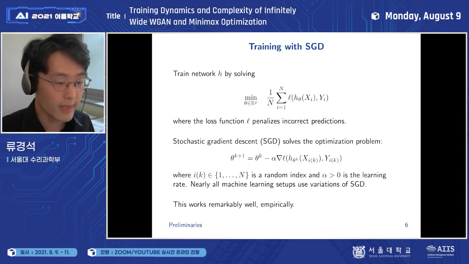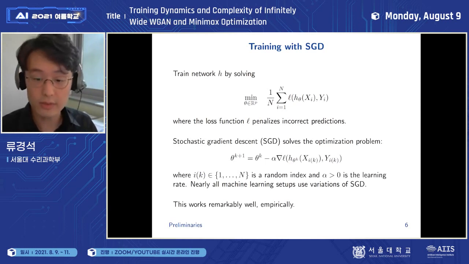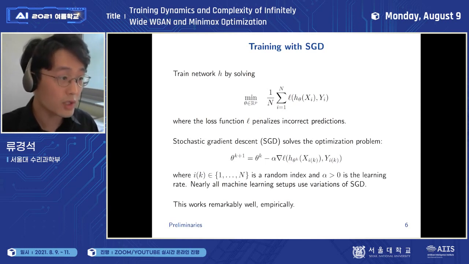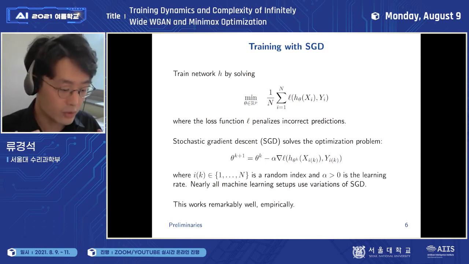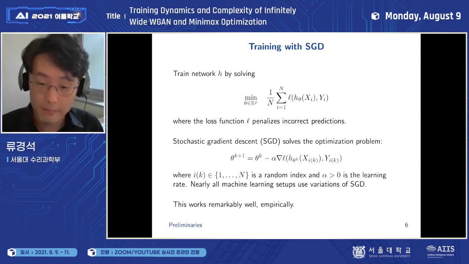Now, we all know that deep learning has shown remarkable results. This approach of setting up a neural network and training it using SGD or one of its variants works remarkably well empirically.